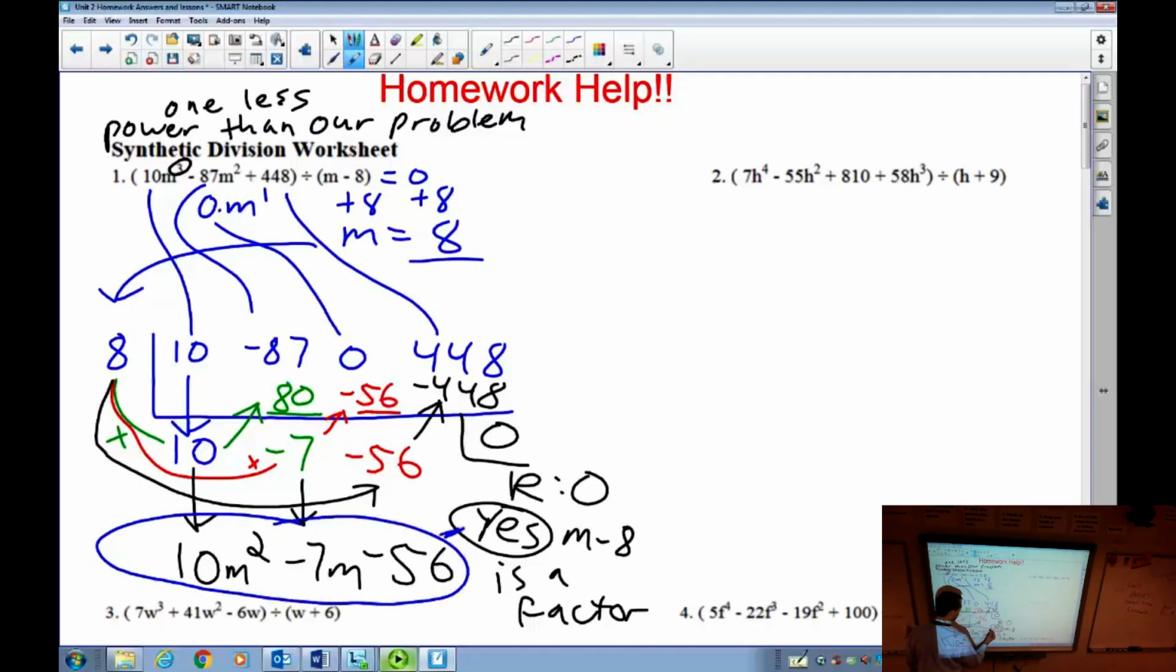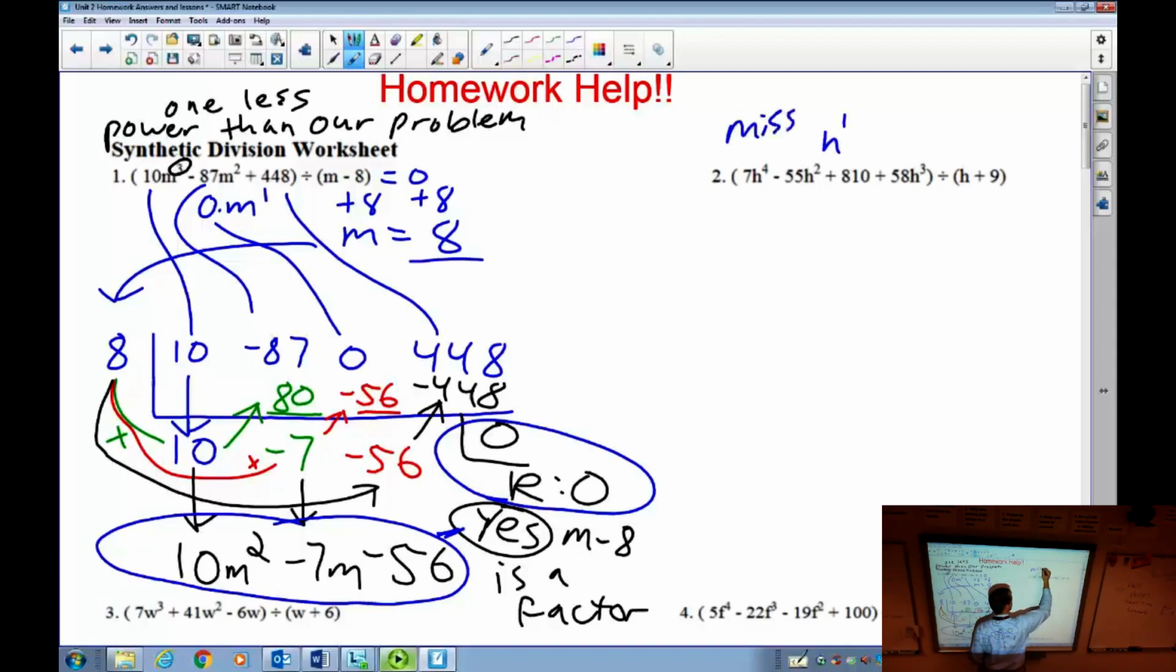And is it a factor? Yes, because we have a remainder of 0. Alrighty, so there's your answer for number 1. Take a look again. We'll try number 2, but this time we do want to switch the order there. So let's see here. And we need an h to the first power is what we're missing too, aren't we? So we got to fix that.